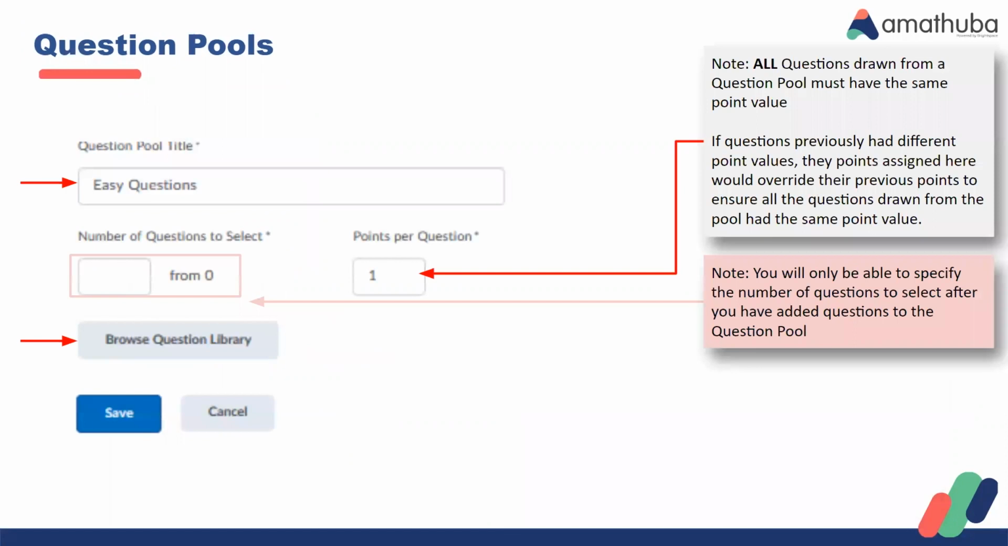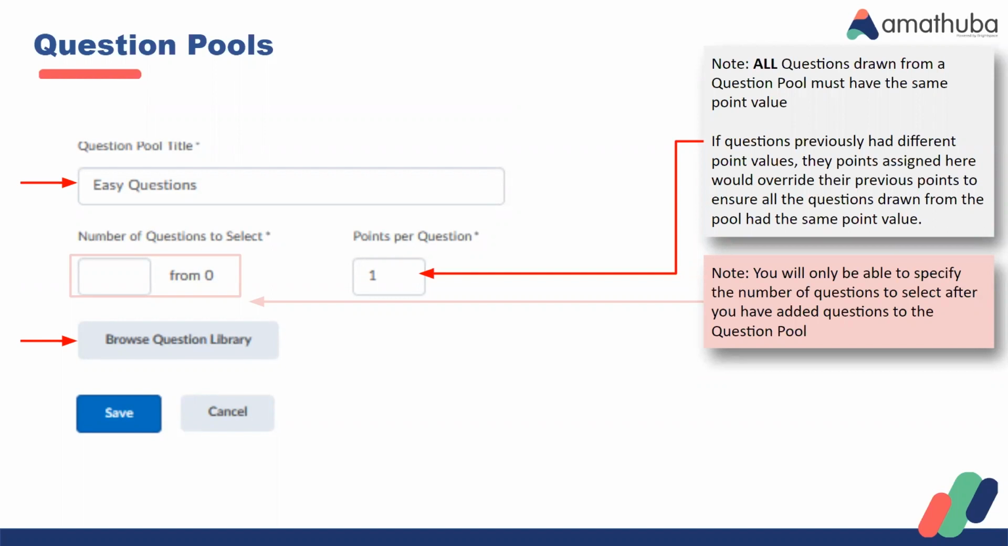On the question pool page, there are some important aspects to note. As you might expect, you need to give your question pool a title. That is mandatory. I've just called this question pool easy questions. It's just going to be a bunch of really easy questions.